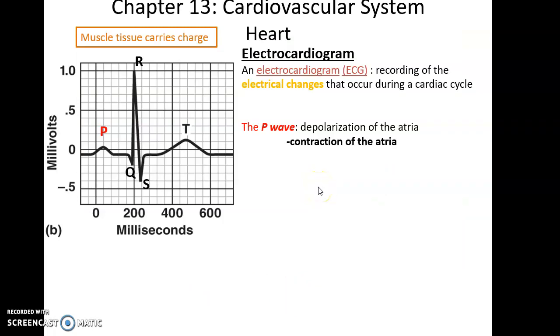All right, we can actually detect the current traveling through the tissues of the heart. And this can be charted on graph paper and is referred to as an electrocardiogram. So this shows the movement of the charge of the muscle action potential through the muscle tissue of the heart. It starts off with this small bump. This is the P wave. The P wave is when we have the depolarization of the atria. This is when the atria are contracting.